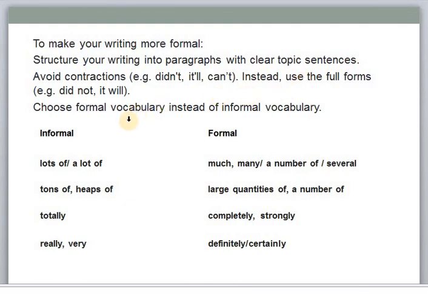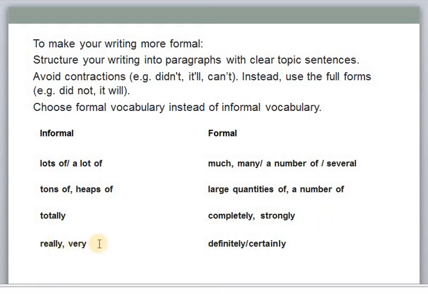Also, choose formal vocabulary instead of informal words. Do not write lots of or a lot of. Instead, try to write these phrases. Instead of writing tons of or heaps of, try to write these words. Avoid writing totally. It should be completely or strongly. Do not write, I totally agree with this topic. I totally agree with this idea. No, do not write that. Instead, I completely agree with this idea. I strongly agree with this notion.